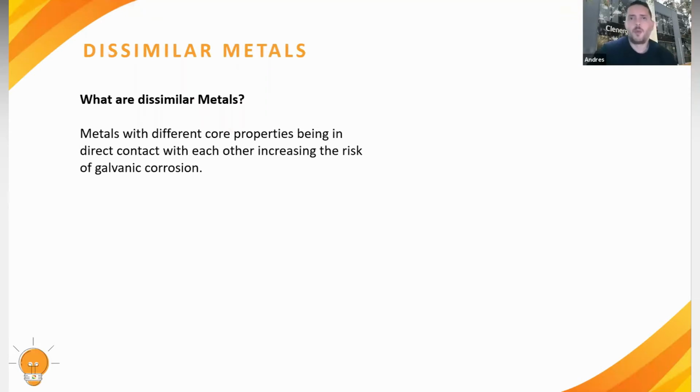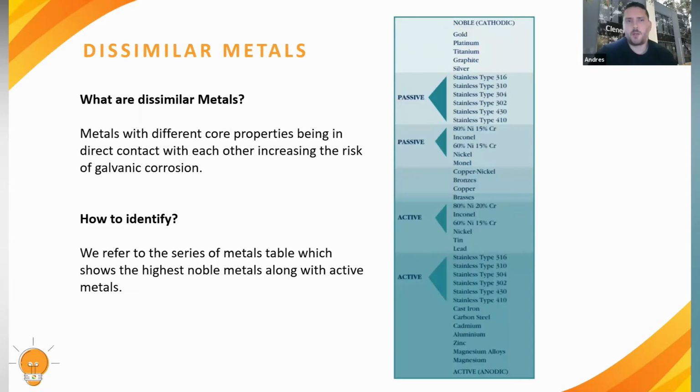So we're going to move and talk a little bit more about dissimilar metals. What are dissimilar metals? Metals with different core properties, which have an increased risk of galvanic corrosion, what is normally known as white rust, when two types of metal are in direct contact and are not compatible to be installed without any rubber or any material in between.